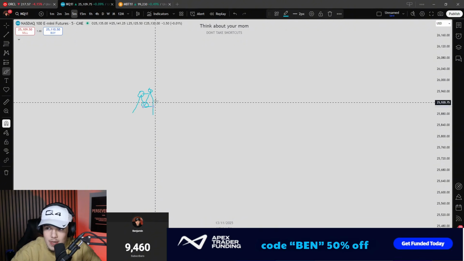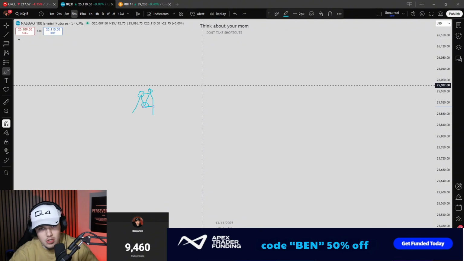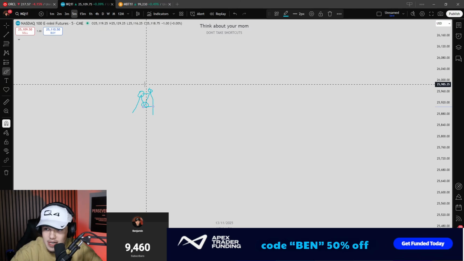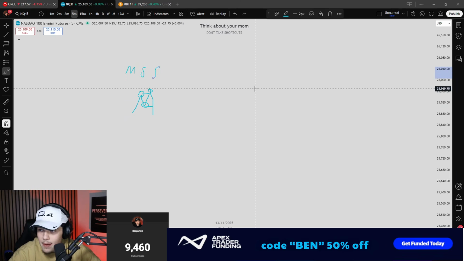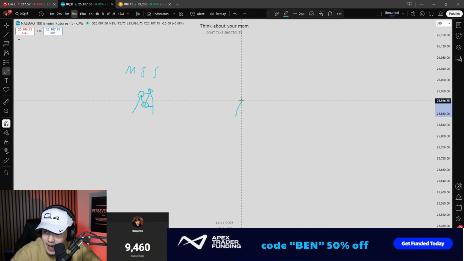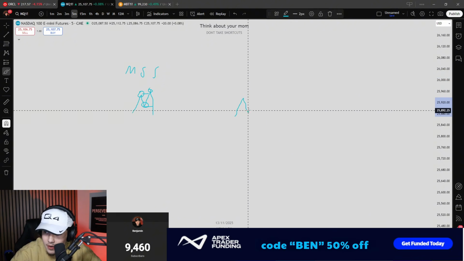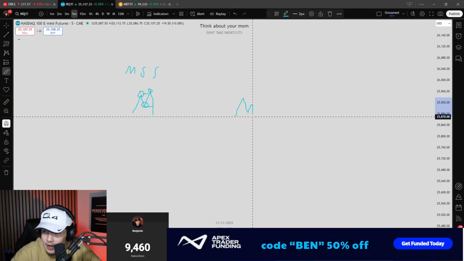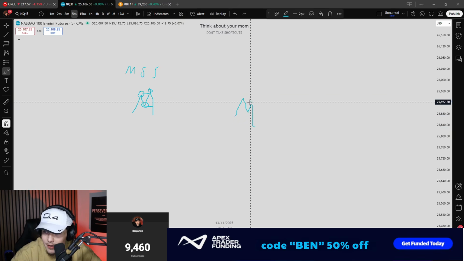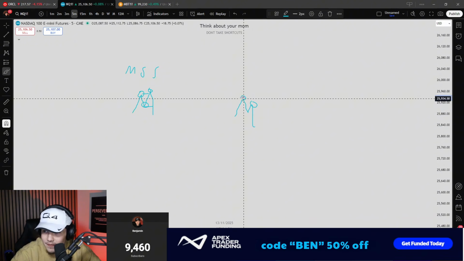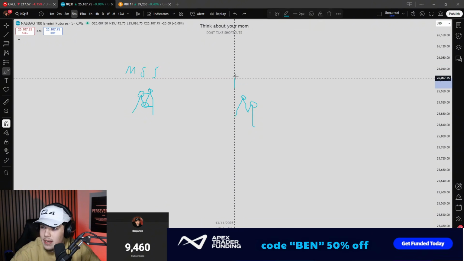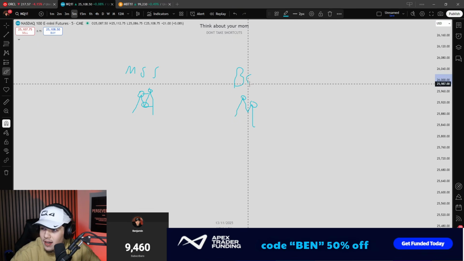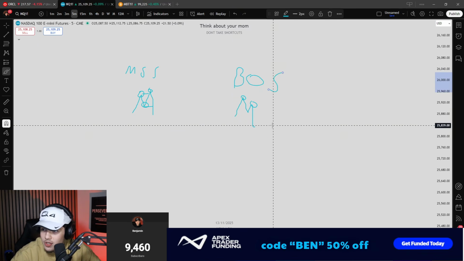The difference between a market structure shift and a break of structure is one thing, and I'm going to show you. This is a market structure shift, MSS. A break of structure is a high, a low, a lower high, a lower low, showing a failure swing to this high. This is a break. Well, that was a terrible B. This is a break of structure.